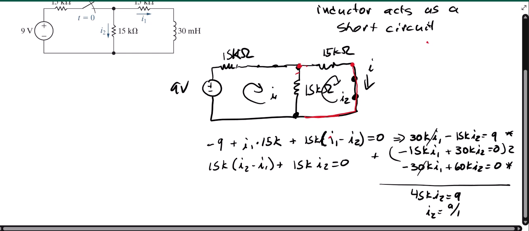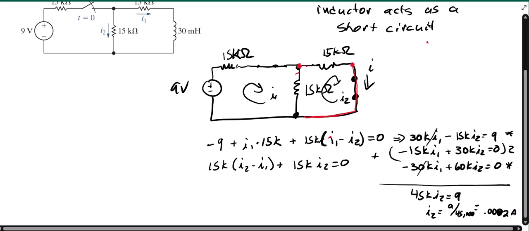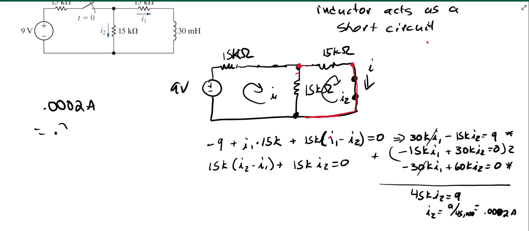I2 equals 9 divided by 45,000, or I2 equals 0.0002 amps, which is the same as 0.2 milliamps. Now I solved for I2, and that turns out to be the I that I wanted because that is the current through the inductor.